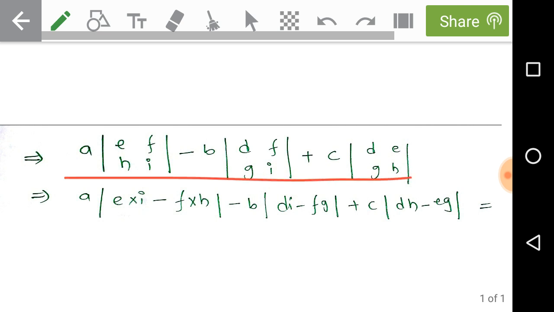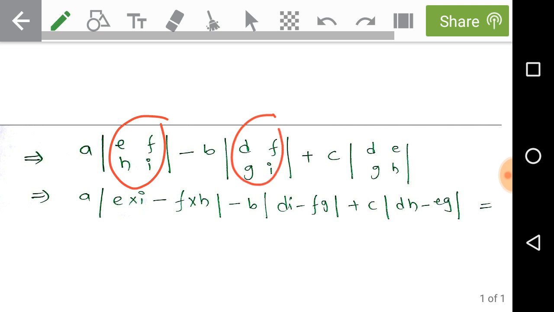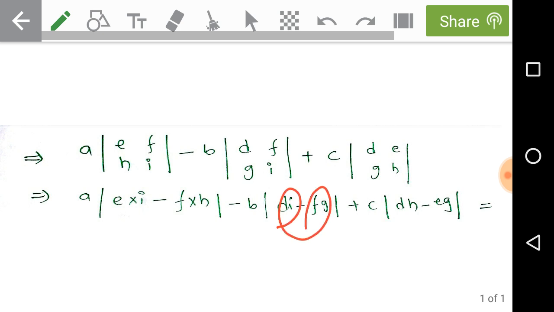After this, we get 2 into 2 matrices, or square matrices, here. For a 2 into 2 matrix, we have already seen how to get the determinant, with the formula AD minus BC. So here, for A we have E into I minus F into H. Then for the second one, for B, we have D into I minus F into G. For C, D into H minus E into G.